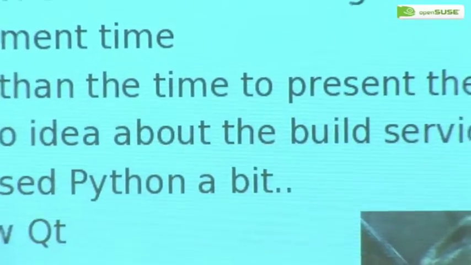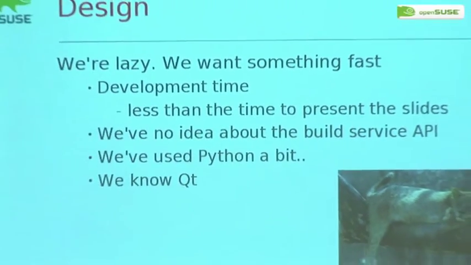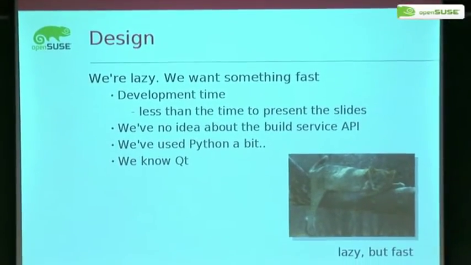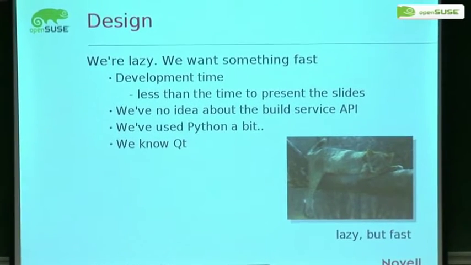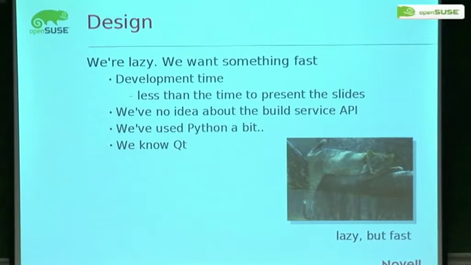So obviously, as we said already, we're really lazy, we don't have enough time, we just want to have something now. So we sat down and tried to see how fast we can get something that's a little bit more useful. The target was to be faster than the time we need to present the slides, which is not that much. In addition, we have no idea how the build service works, or how it can be accessed over the API interface. It's very well documented, but we still don't want to read a couple of pages of documentation. We just want a very quick result.